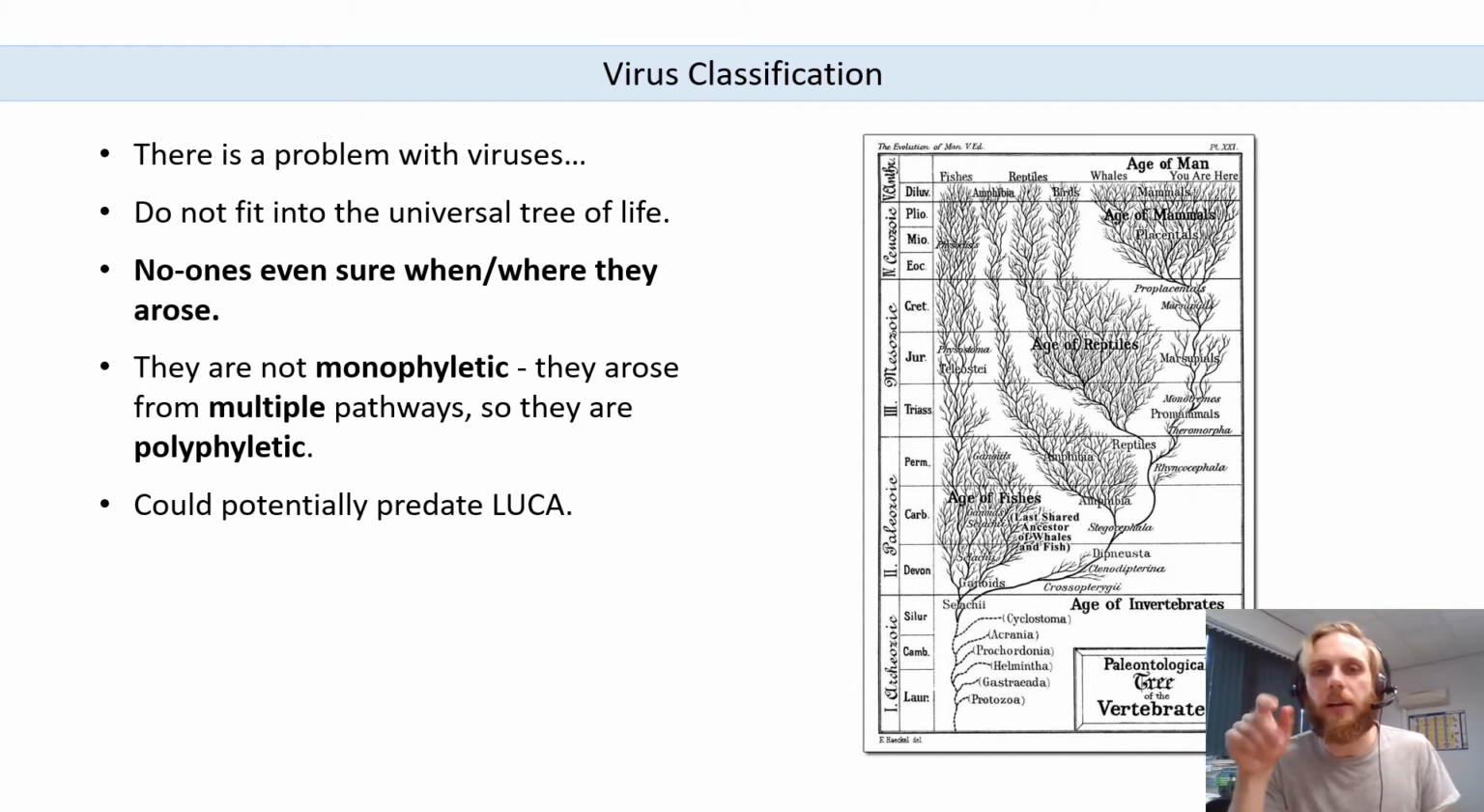There have been efforts in recent years to classify viruses in a slightly different way, which we'll talk about. Just an effort to update the classification system that is used. But yeah, in terms of this classical phylogenetic classification, it really doesn't work for viruses. It's problematic.